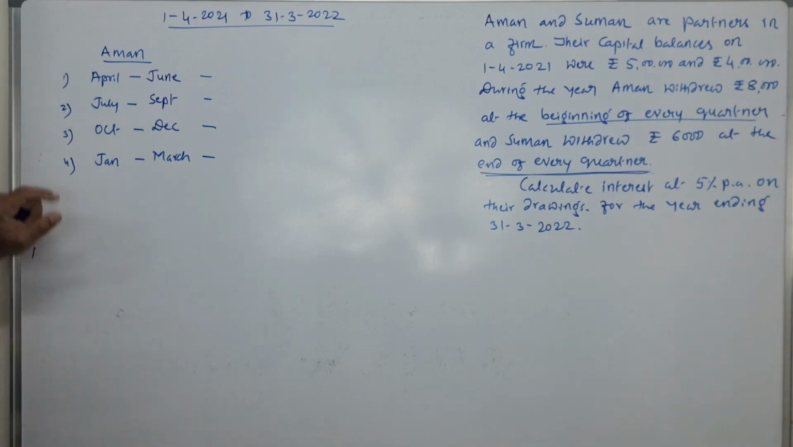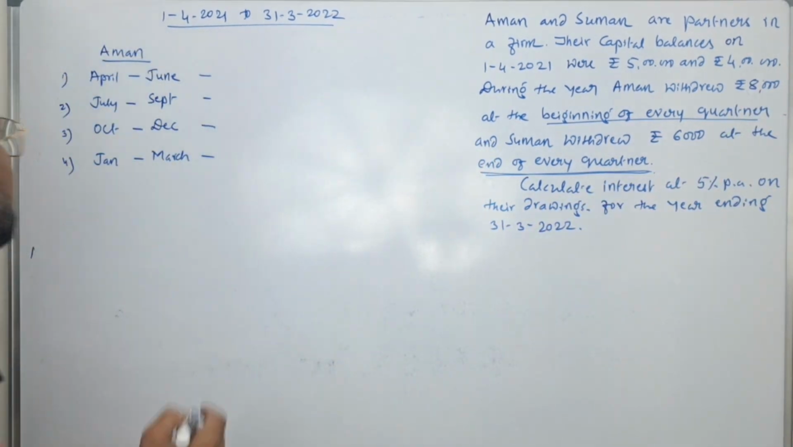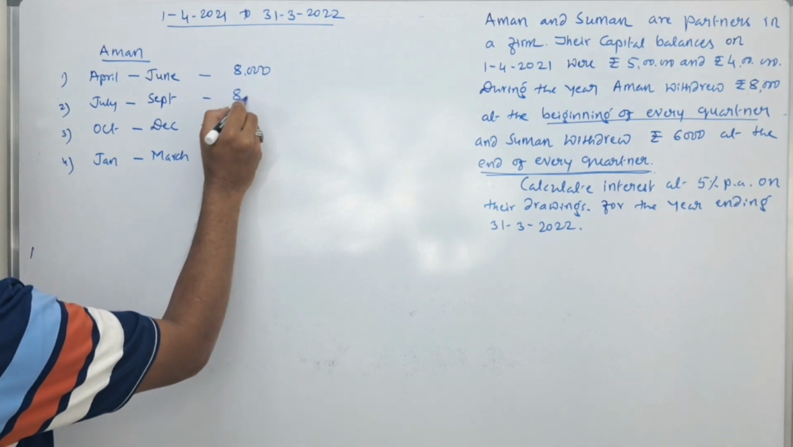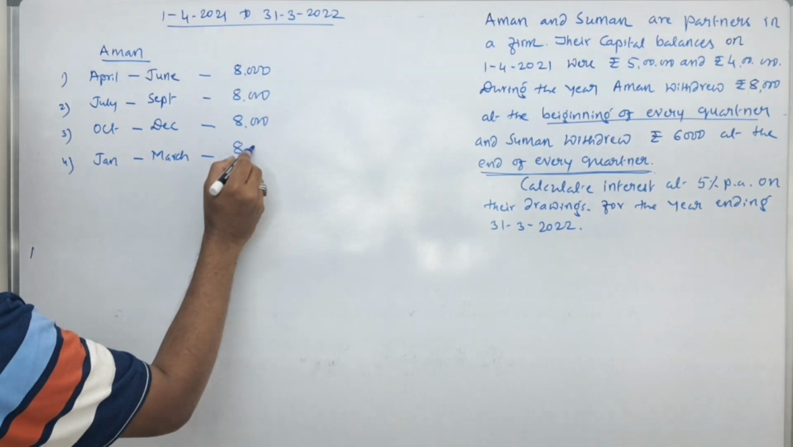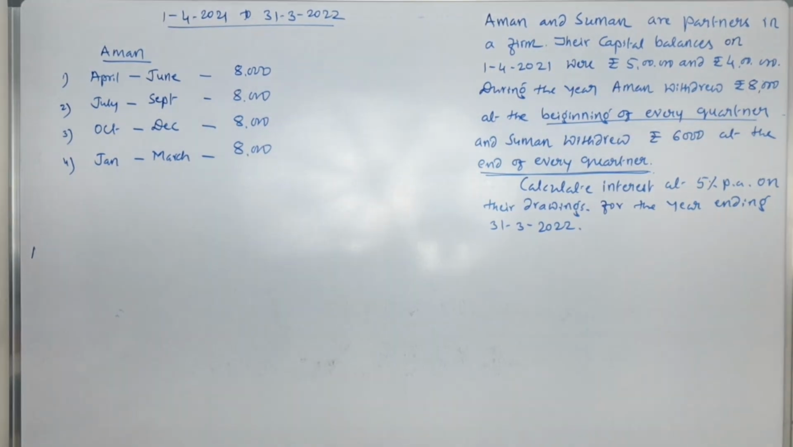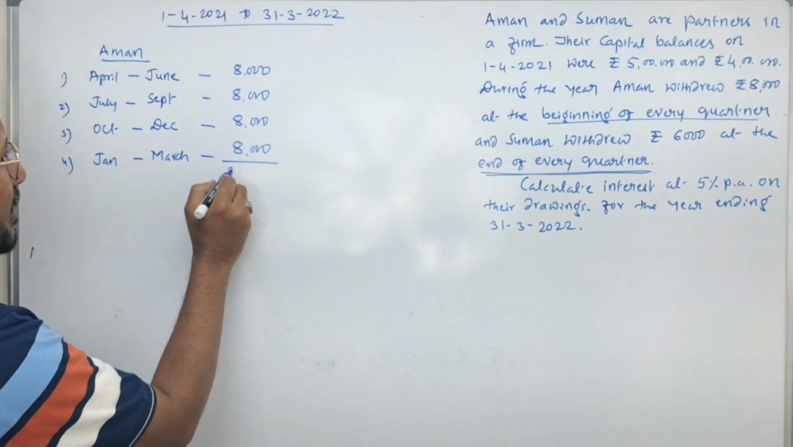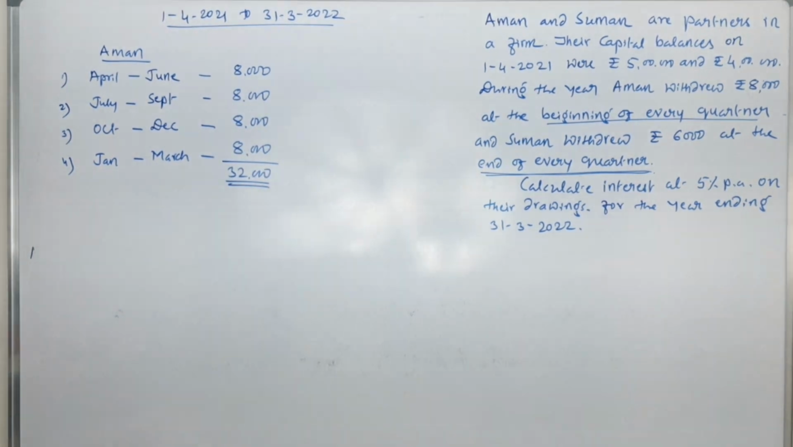Okay, fine. Now you see, in the first quarter, Mr. Aman has withdrawn rupees 8,000. In the second quarter, he has withdrawn again rupees 8,000, and in the third quarter 8,000, and in the last quarter again rupees 8,000. Here, how much amount he has withdrawn? Rupees 32,000 is the total amount withdrawn by Mr. Aman.